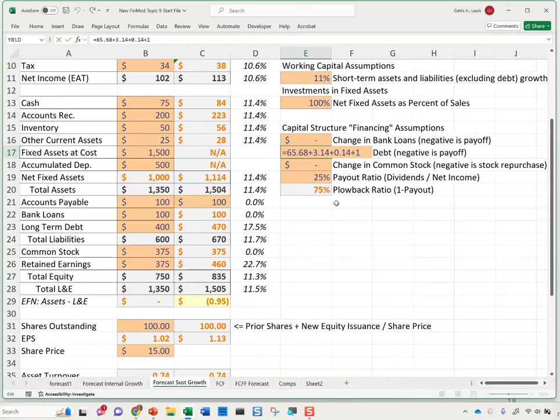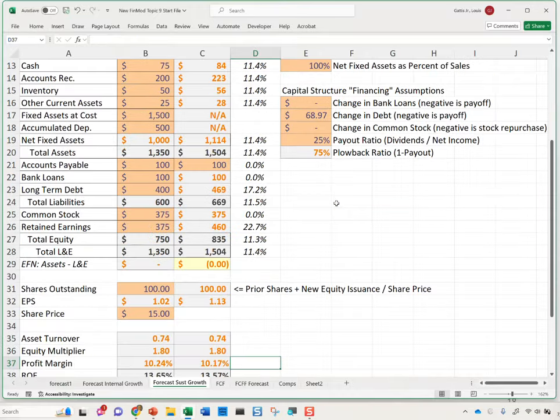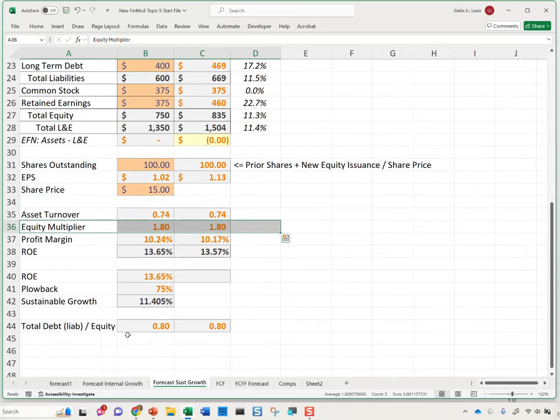When I did that, there was an extra $3 because of the interest effect. When I did that, there was an extra 14 cents and so on. And that last one is 0.01. So if I issue $69 of debt, I balance the balance sheet, if I want to grow at the 11% sustainable growth rate. But look down here, the equity multiplier and my debt to equity ratio are remaining constant.